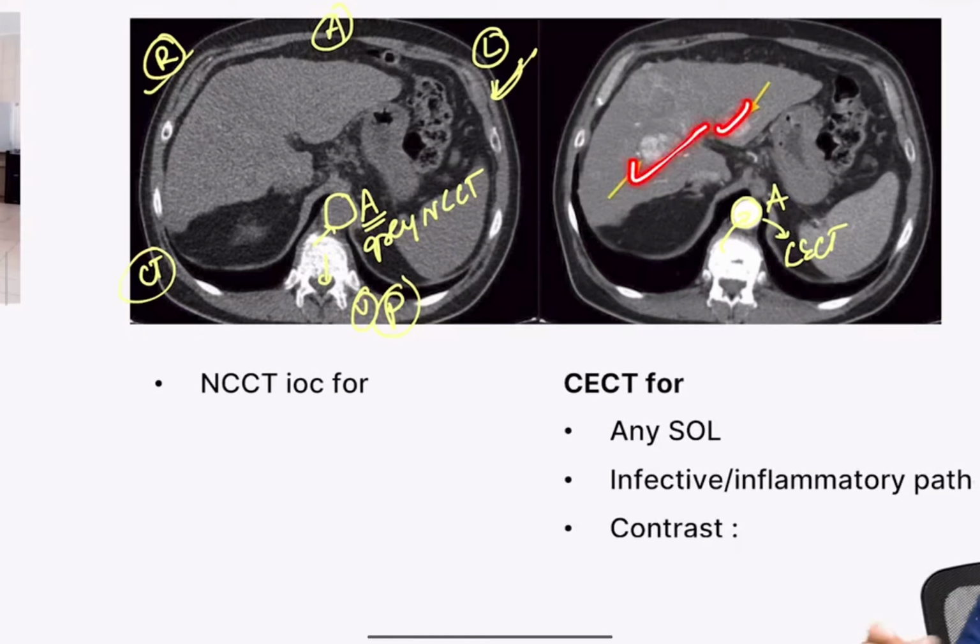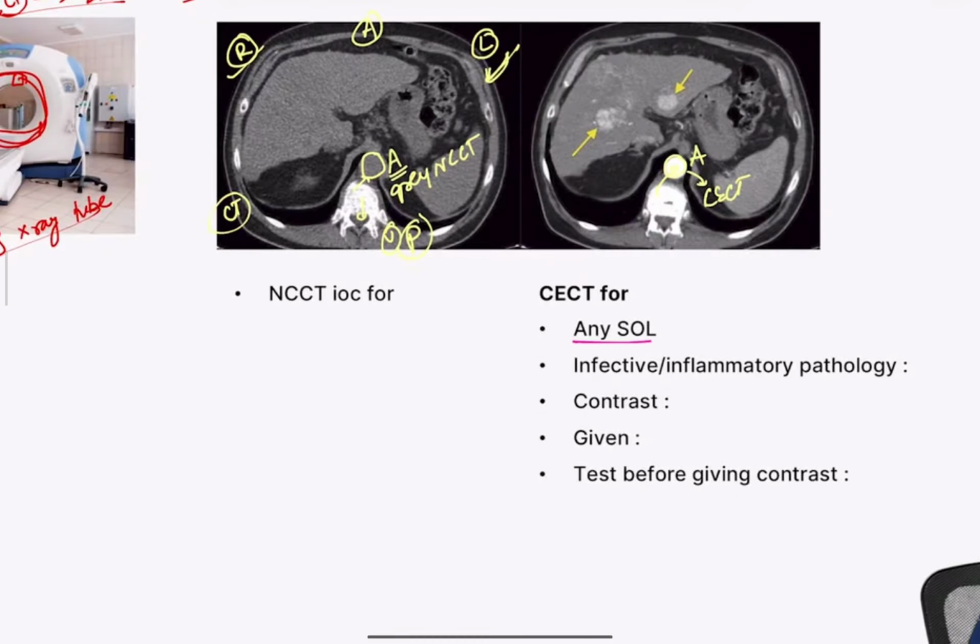So that is why if you are suspecting any lesion, any space occupying lesion, you have to do a contrast scan, right? So CECT is very important to pick up any space occupying lesion, like in this case liver lesions, any tumor like a brain tumor, any lesion, you have to do a contrast scan. Any infective or inflammatory pathology, also you do a contrast scan.